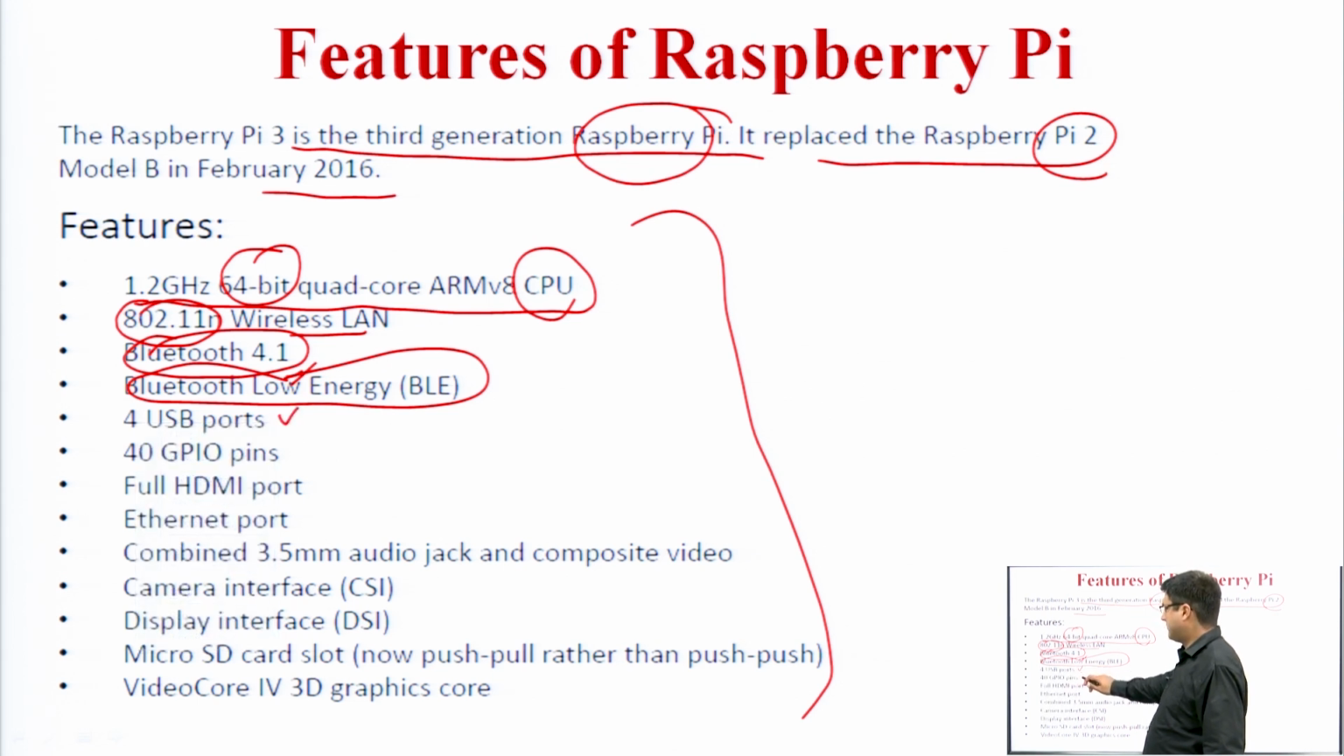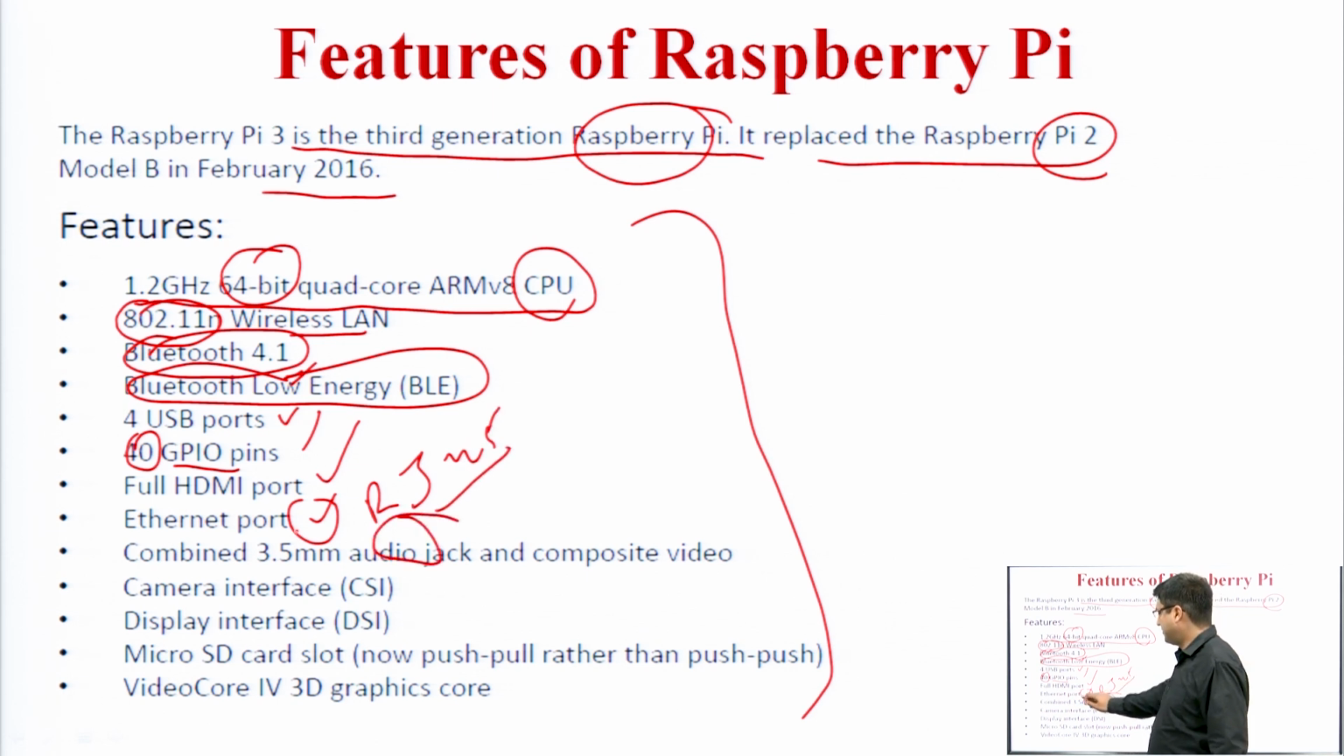4 USB ports available. GPIO means general purpose input output pins, which are 40 in the case of Raspberry Pi. An HDMI port is available, but it was not available in Arduino. It has an Ethernet port, but in Arduino there is no Ethernet port. The Ethernet port is RJ45.